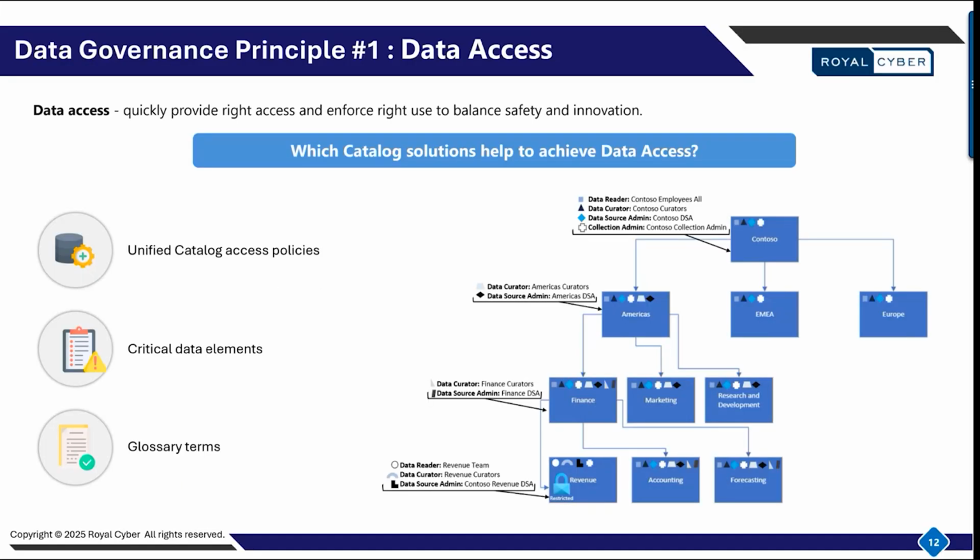One of the core principles of data governance is ensuring the right people have the right level of data access while maintaining security and compliance. I've seen so many times that organizations often struggle to balance openness and control. Too much restriction slows down innovation, while too much access creates security risks. So Microsoft Purview helps achieve the balance by enforcing catalog access policies, ensuring that only authorized users can view or modify specific data assets.